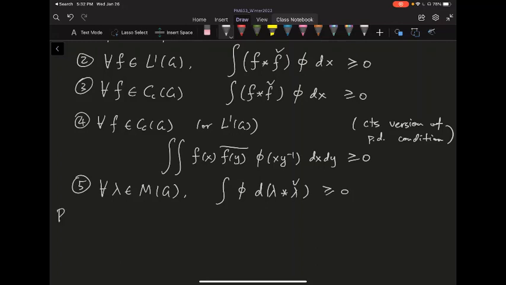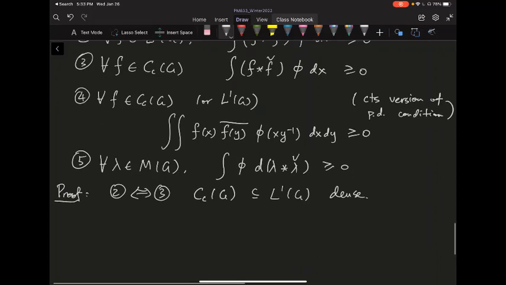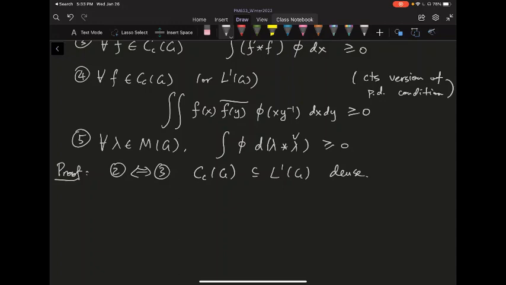All right, so now let's give a proof. Let's do the easier part first. First of all, 2 and 3 have to be equivalent. I already mentioned it because the Cc of G is contained in the L1 of G and it's going to be dense. So you approximate all the L1 by Cc of G and the other direction is trivial. So 2 and 3 are really just equivalent to 4.